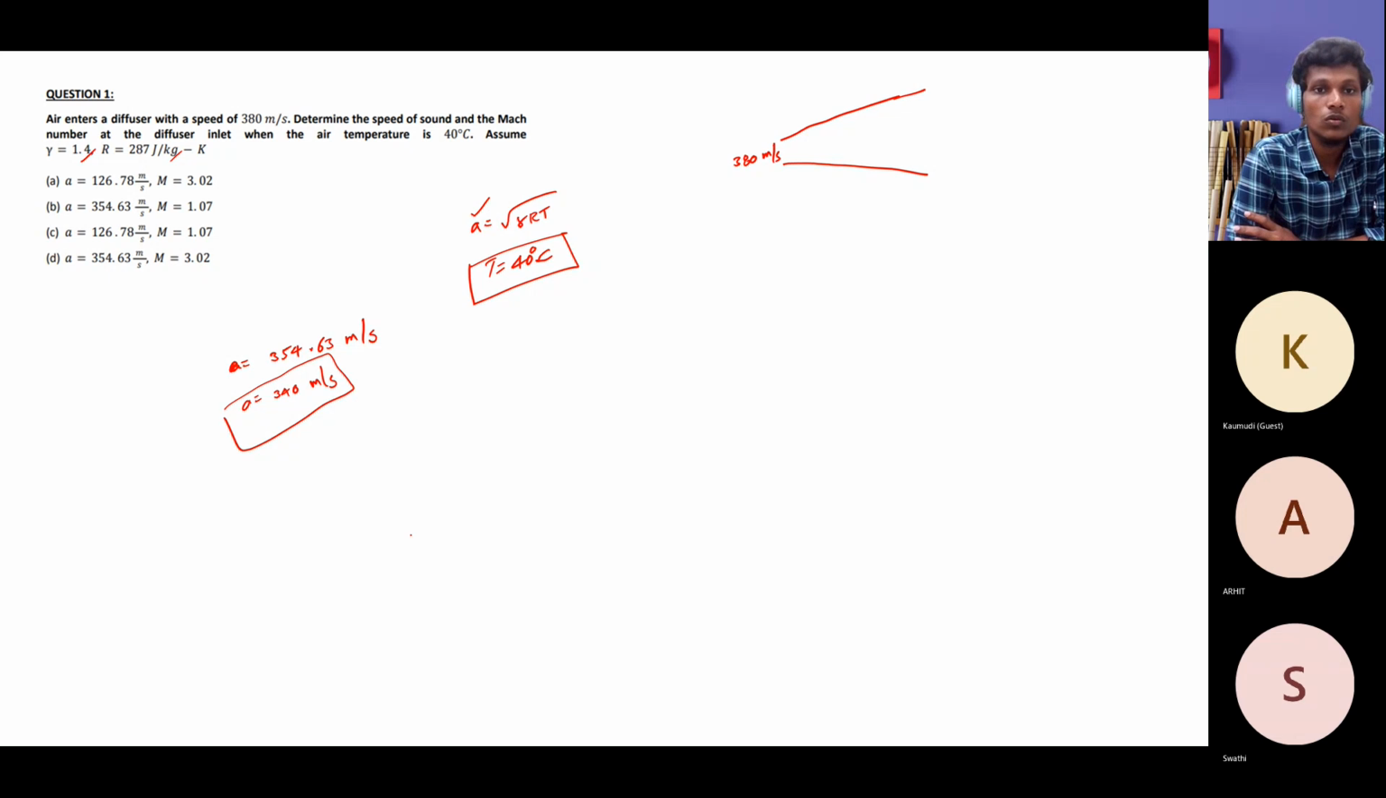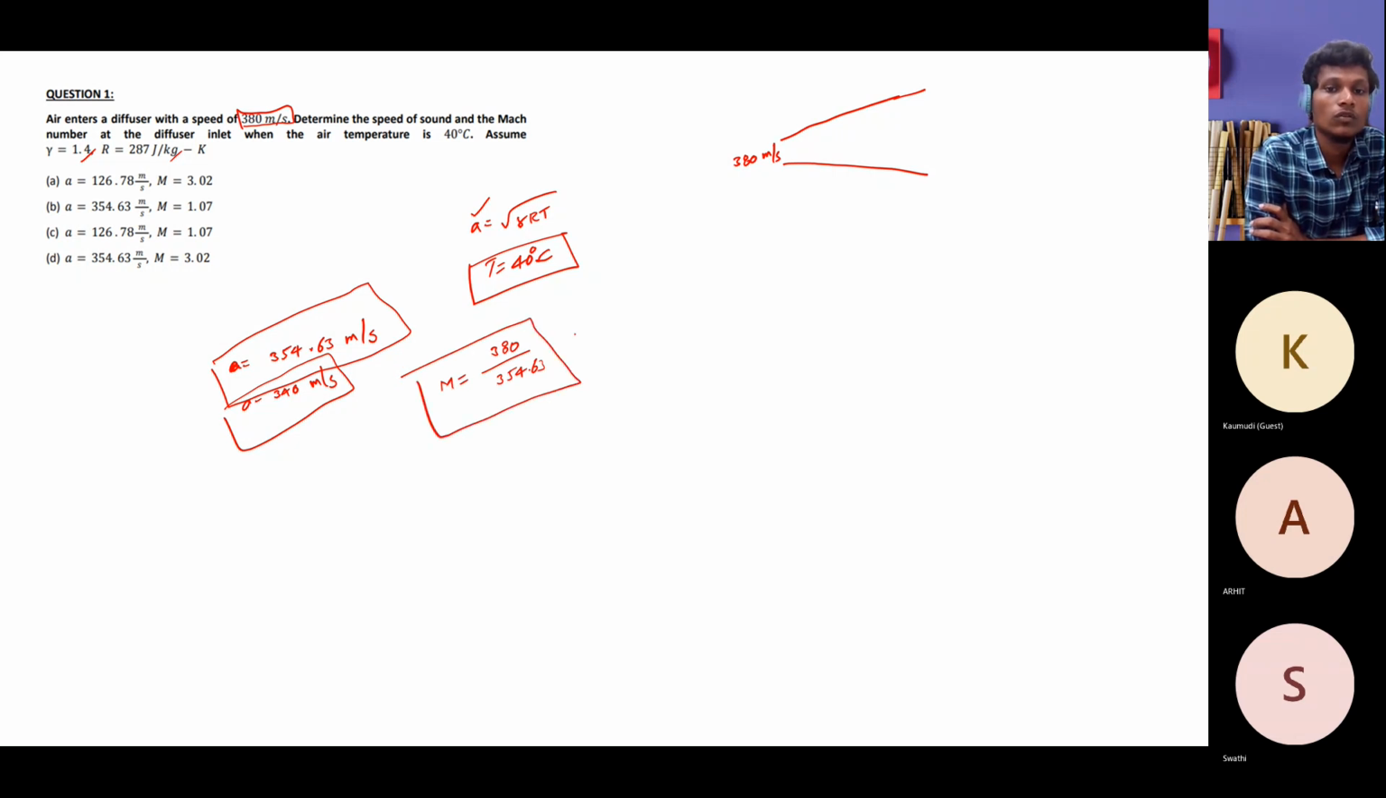We are discussing, but if we see this particular sound velocity, it is around 354, and the local velocity is 380 meters per second. It is very clearly able to understand that it is a supersonic flow. 380 by 354.63 will give you the Mach number. So what will be the Mach number? Will it be greater than 1 or less than 1? Greater than 1. Yes, its fraction is clearly greater than 1, so it is the supersonic flow.